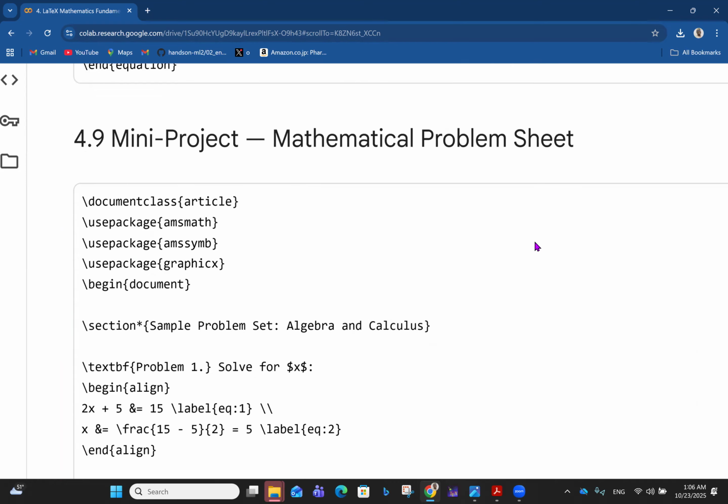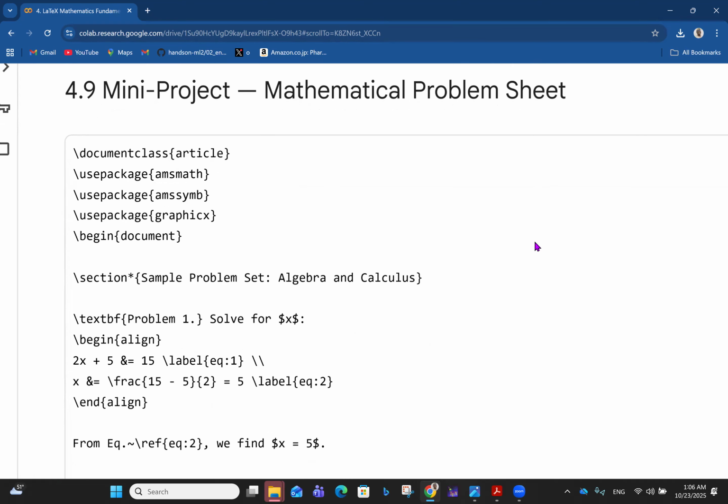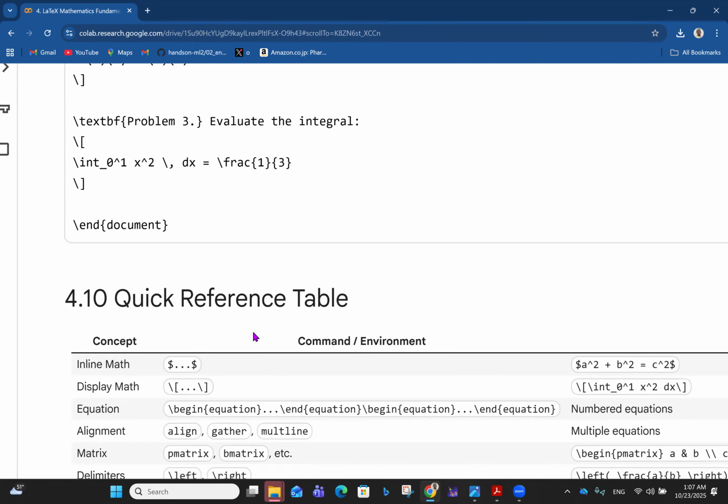Yeah, we finally come to the mini project, where all the things we've been talking about, we now really see them for what they are. So we have a mathematical problem sheet now. So you have this whole thing. So I'll just copy this.